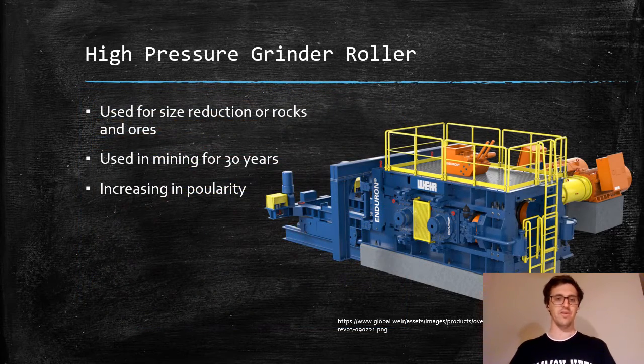High pressure grinding rollers are used for size reduction of rocks and ores. They've been used in mining for the last 30 years. In large-scale mining operations, they are typically powered by two independent motors. Aside from iron ore, they are used in other hard rock processing, such as the Pilgangoora lithium project currently being engineered by DRA.